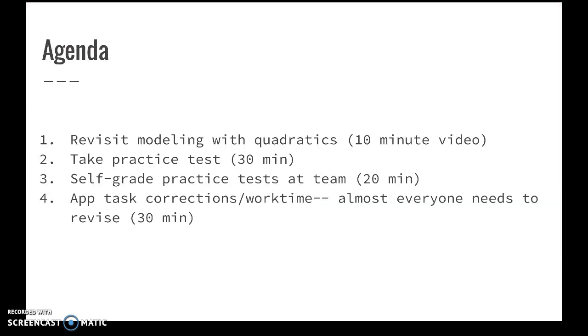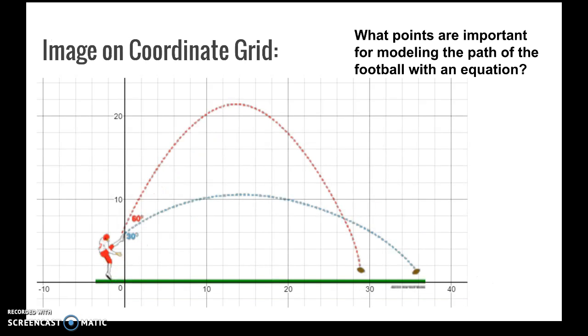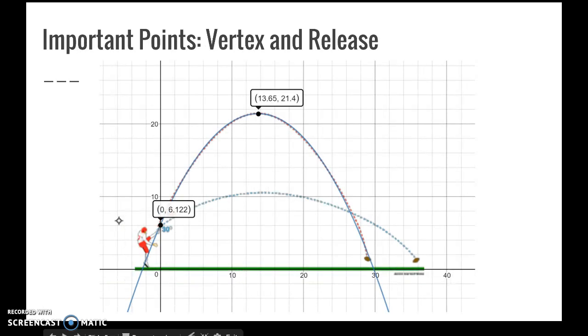So if you remember, we had the football and we knew that we could model this with a quadratic. The first step was to put it on a grid so we could get a picture of what it looked like. And then we knew that we needed to find the vertex, so that highest point, and then the release point, because that was what we were given, right? We can measure that distance of how high his foot is. When we pull up those 2 points, we have some messy decimals, but that's okay. Still numbers, we can work with those.